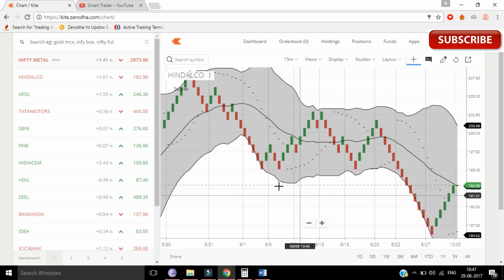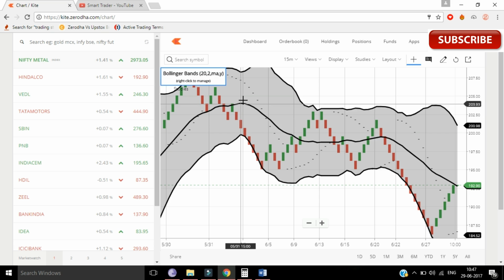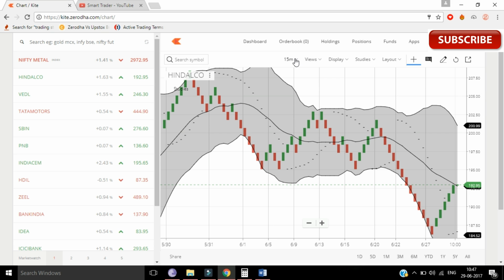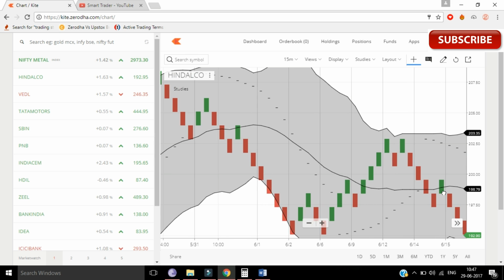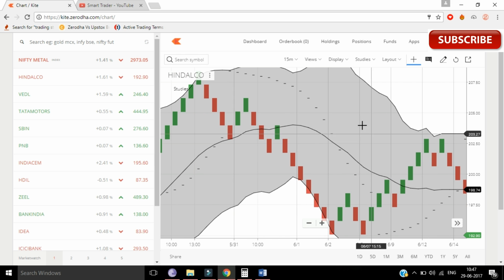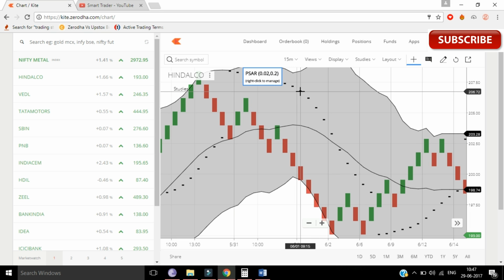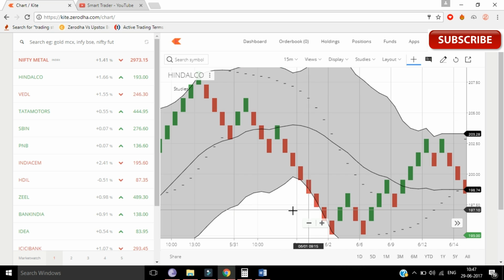Now, let's see what we can do here. For example, if you see from this date, 15 minutes, the date is 1st of June. The candle is below this. Okay, early morning, if you see, the candle is below the center line, and the parabolic says sell side. I will go and short the stock, and from 200 I can make up to 195 rupees.